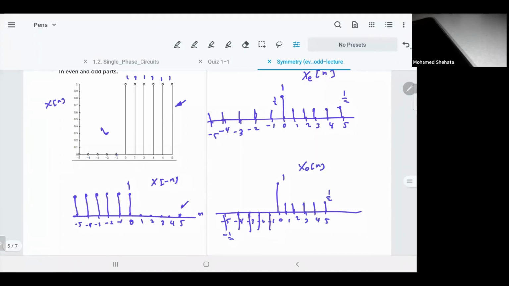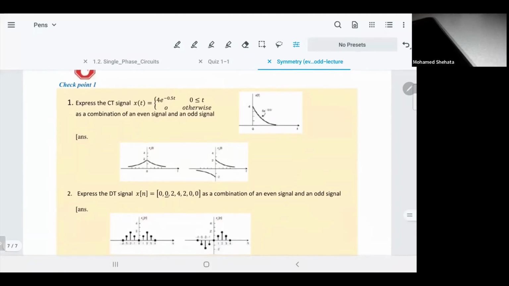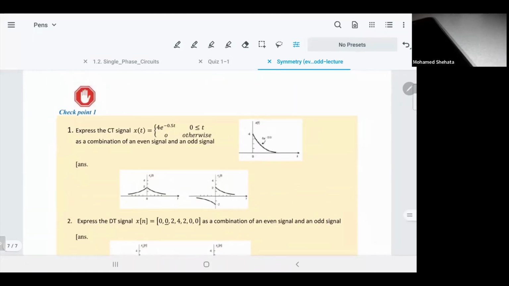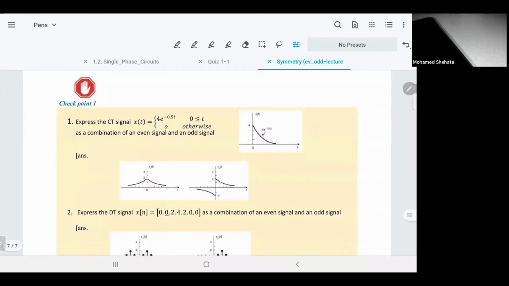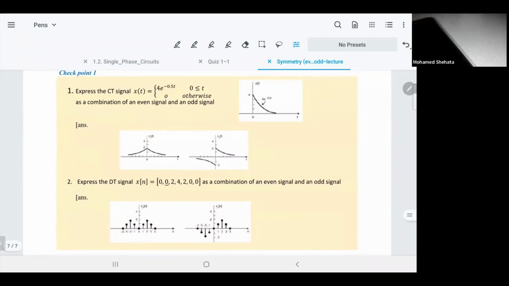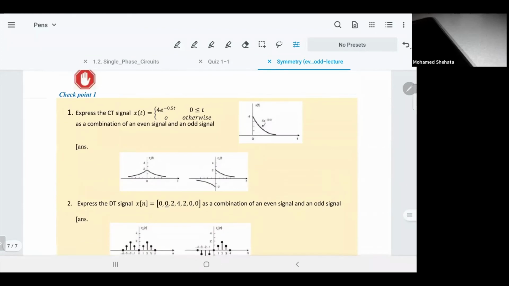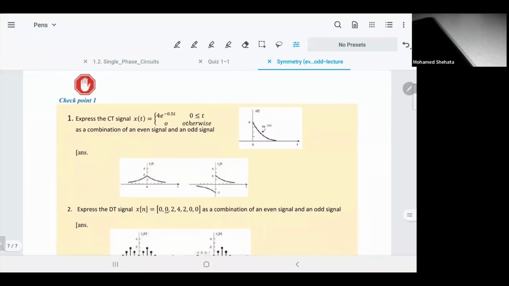All right, so we're done with the even signal and odd signal, and how you can decompose any signal into two components, one even and one odd. When I upload this one, whenever you see a checkpoint, it means you should solve these problems to make sure you understood the concept. You'll find some simple examples, and sometimes they have some ideas, and you'll find the answer on the bottom here. So you just check yourself with these two simple examples. It's a very simple topic. Any question on this one?